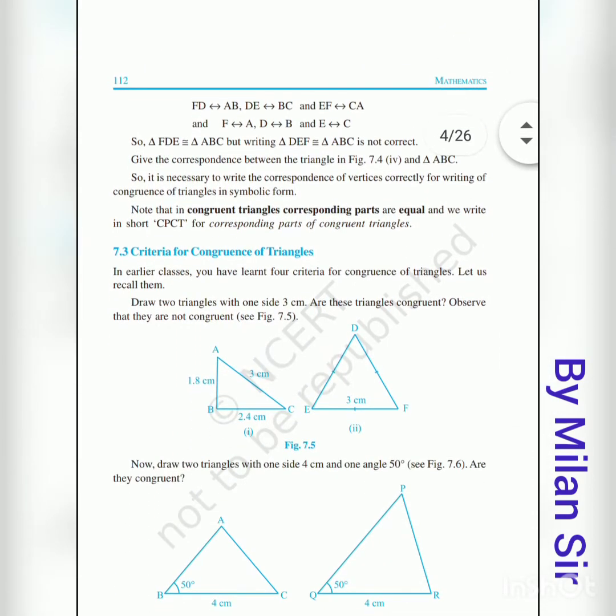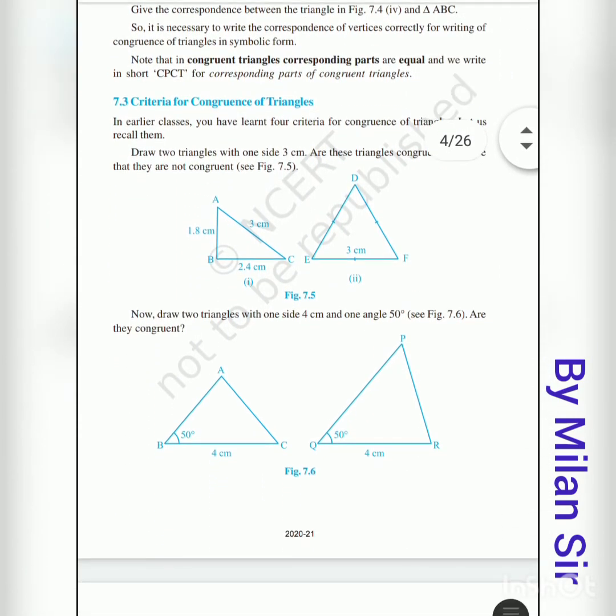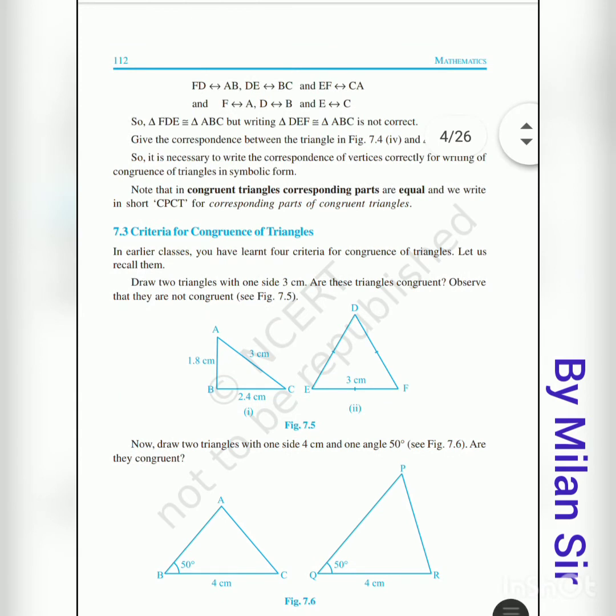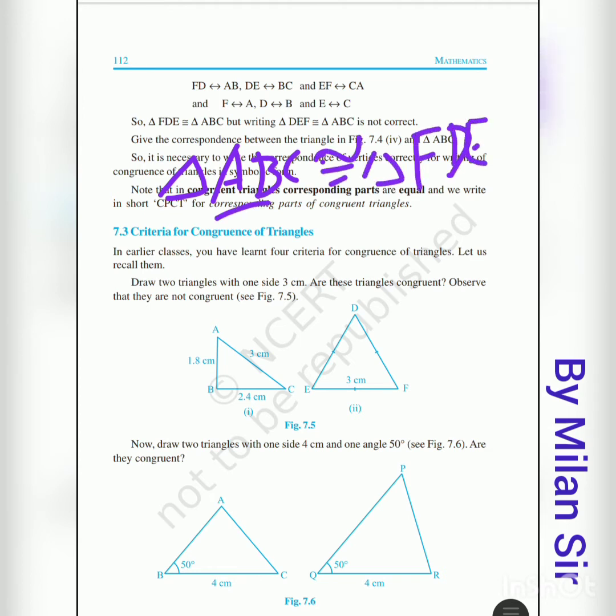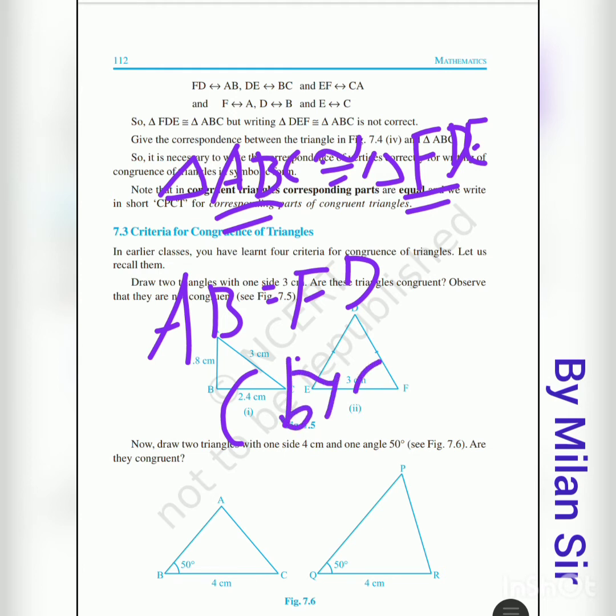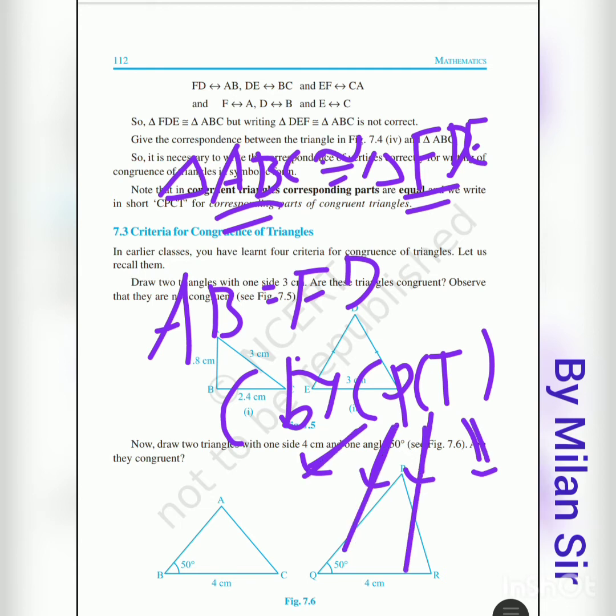After that, here if it is given that triangle ABC is congruent to FDE, right? So AB is equal to FD. So here our reason is CPCT. By CPCT, corresponding parts of congruent triangles. Meaning of CPCT, corresponding parts of congruent triangles.